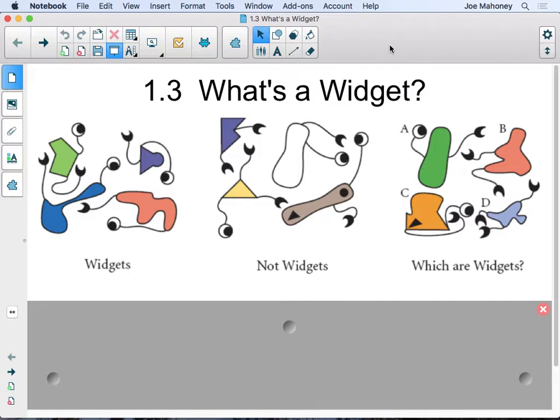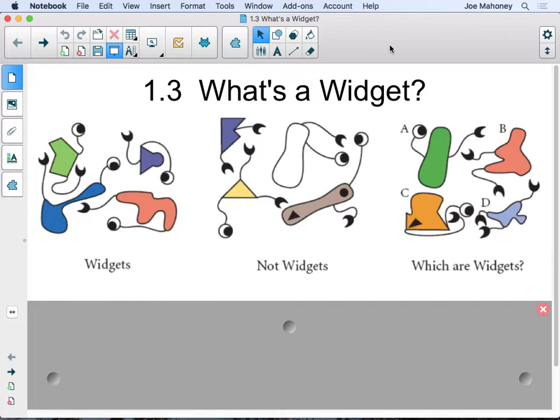So on your screen here, you see a bunch of different weird looking shapes. On the left side, you see shapes that we're going to call widgets. In the middle, you see shapes that are not widgets. So your task is two different things.